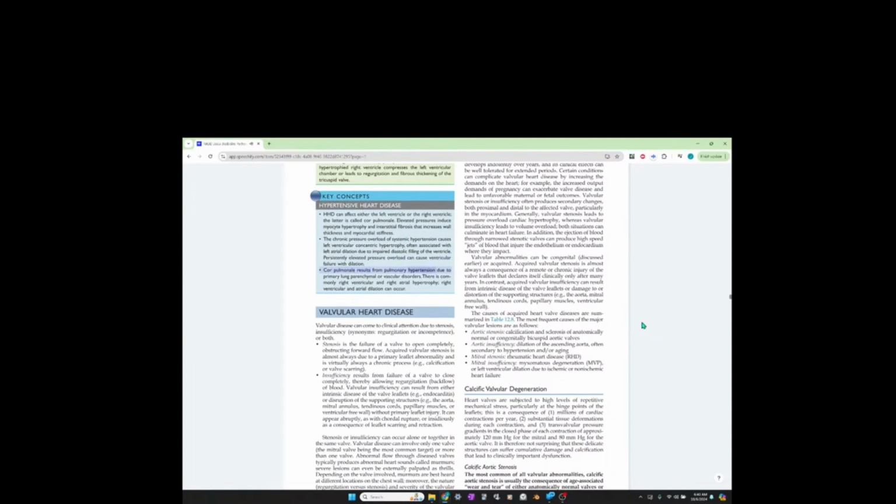Cor pulmonale results from pulmonary hypertension due to primary lung parenchymal or vascular disorders. There is commonly right ventricular and right atrial hypertrophy. Right ventricular and atrial dilation can occur.